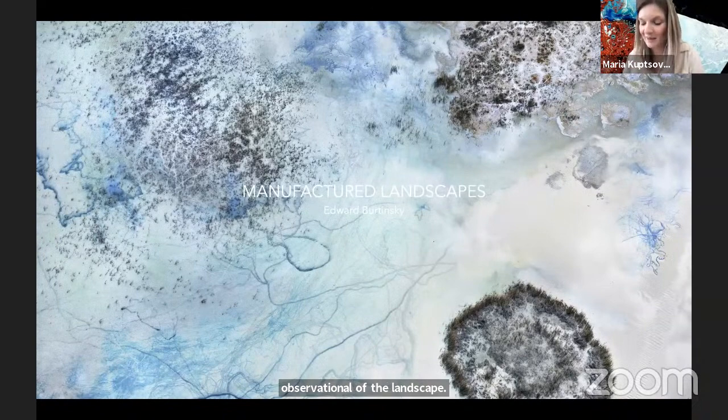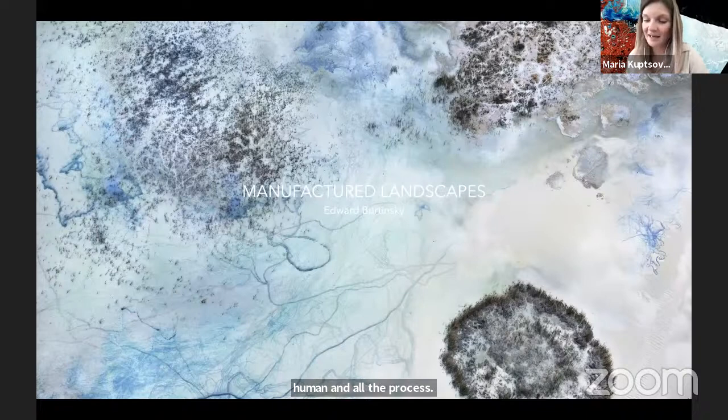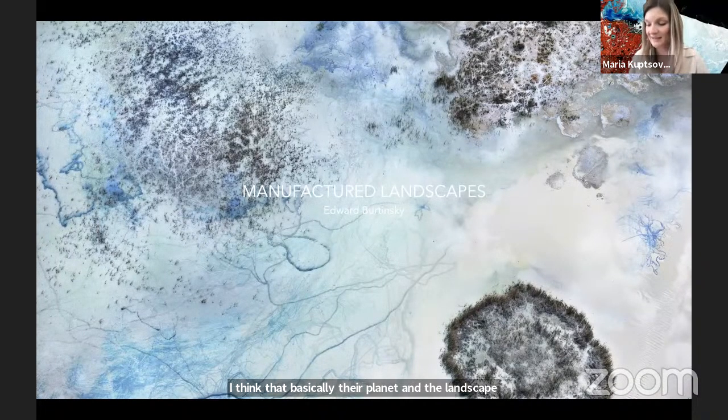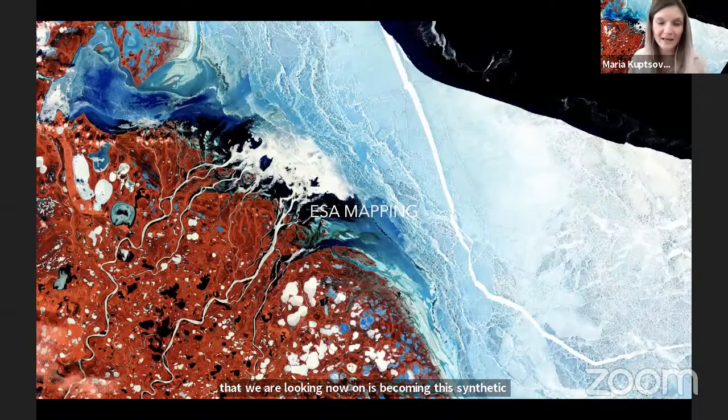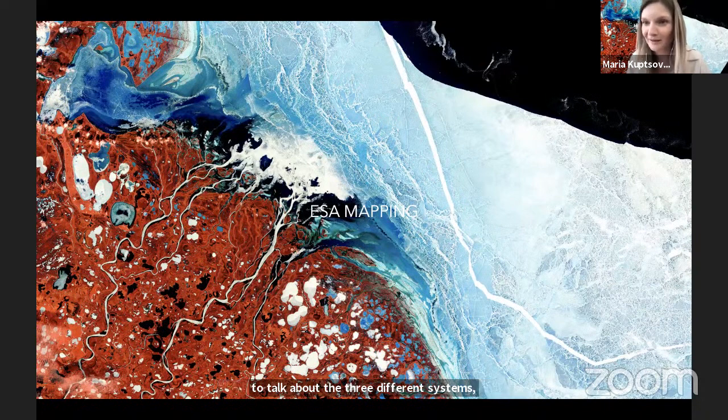Edward Burtynsky is observing the patterns made by humans and all the processes which are present in our environment. What is interesting is that the planet and the landscape that we are looking at now is becoming a synthetic system where technology is no longer distant from biology, and the human agency is the same. So by setting up a design technique, we need to talk about three different systems: technological, biological, and human. Or can we actually make a distinction between them? Basically, we need to blur them and form a new design language.